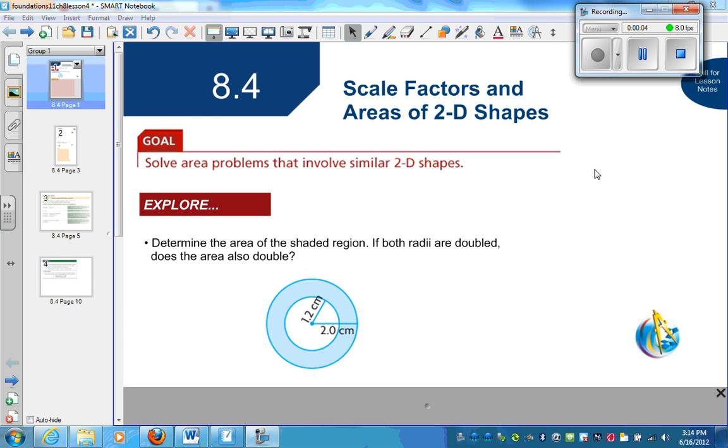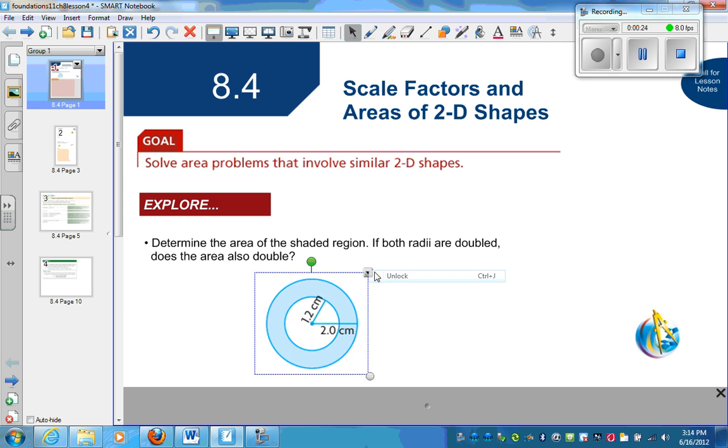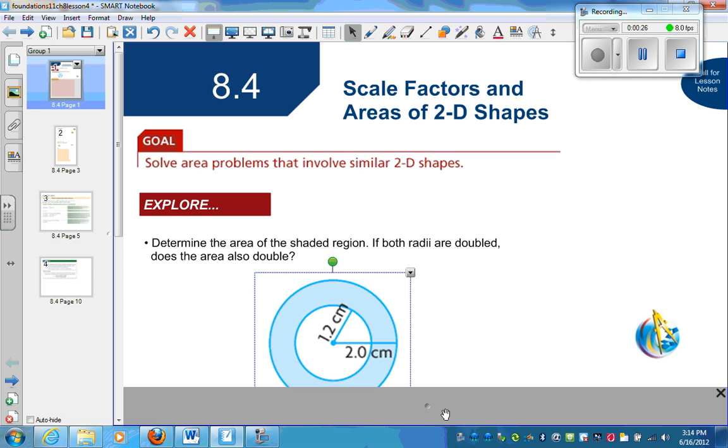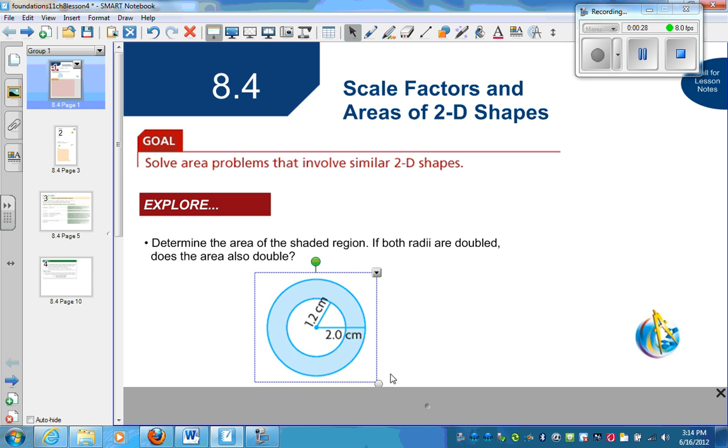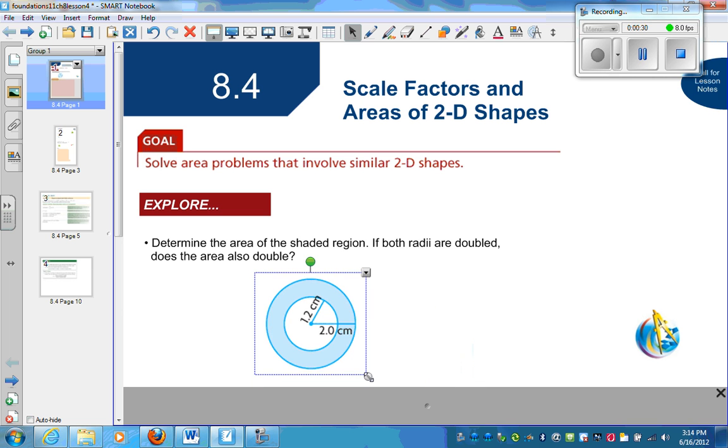8.4, scale factors and areas of 2D shapes. Okay, so here I have a ring. Maybe this is a washer. The radius of the outer is 2, the radius of the inner is 1.2. I want to know the area of the shaded region. So first I want to know that, and then if I doubled it, if I made it twice as big somehow, tell me about the area. Does the area double or what happens?